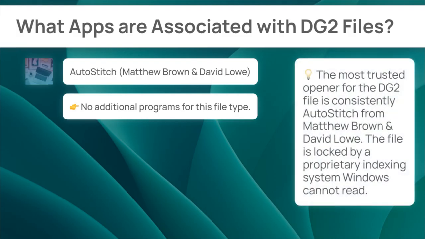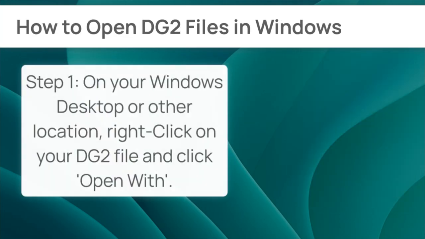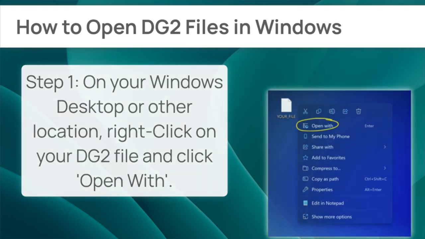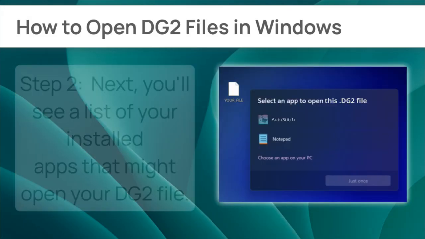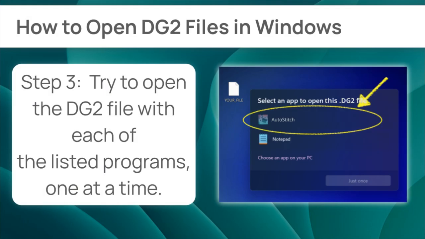The file is locked by a proprietary indexing system Windows cannot read. Windows supports minimal insight into data files, so proper viewing depends on the target application. The first action is to find a compatible app. Right-click your DG2 file and click Open With. Test AutoStitch if available. If it is unavailable, choose another program. We need to find the specific decoder.